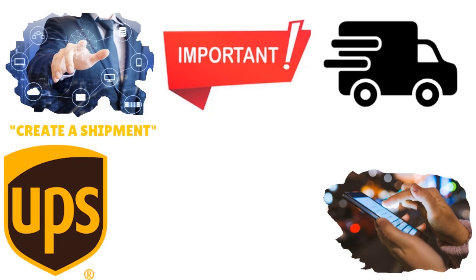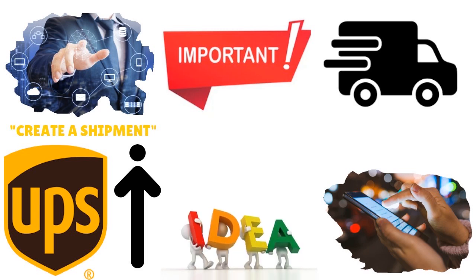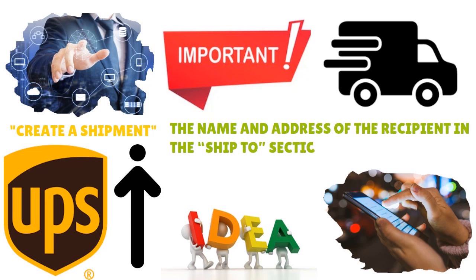From there, things can be really straightforward. You want to enter your name and address in the ship from section. I'll show you a few screenshots shortly so you have a clear idea what I'm speaking about. Then enter the name and address of the recipient in the ship to section. So there are ship from and also ship to sections.